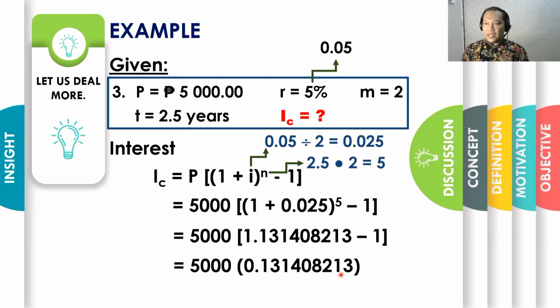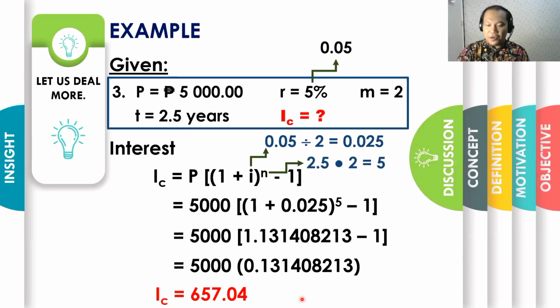Thus, we have 0.131408213. Then after getting the difference, you have to multiply it by 5,000. Therefore, the compound interest after 2.5 years compounded semi-annually with a nominal rate of 5% is 657 pesos and 4 centavos. Always provide your peso sign here or the unit or the monetary symbol: 657 pesos and 4 centavos.